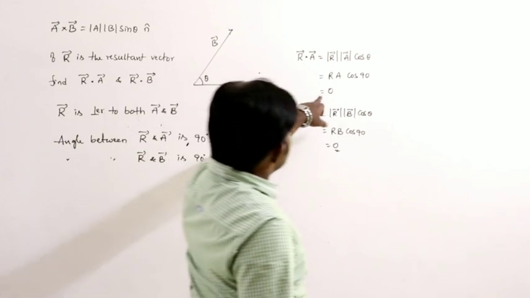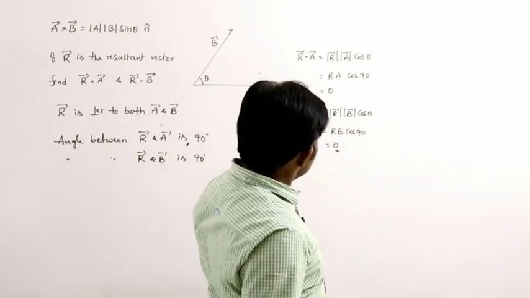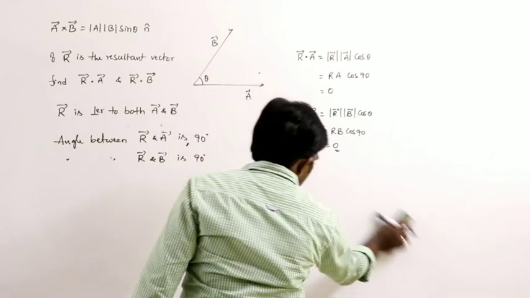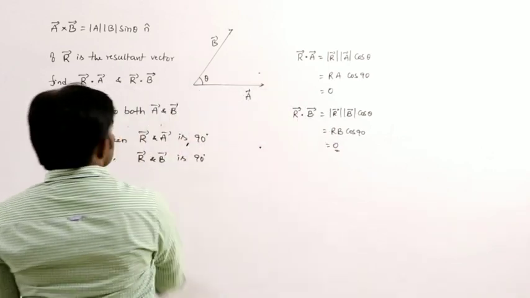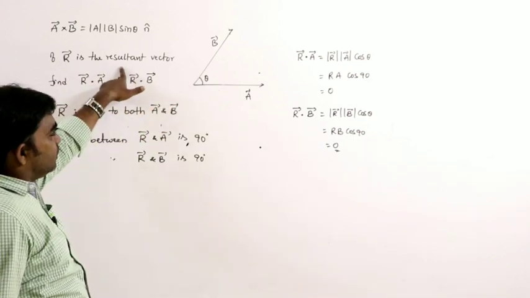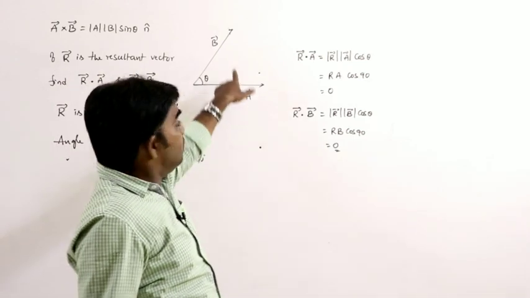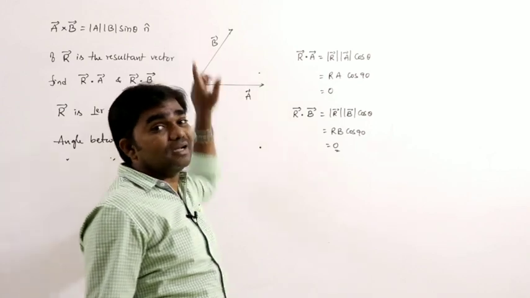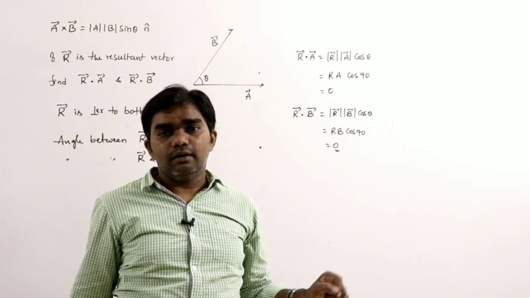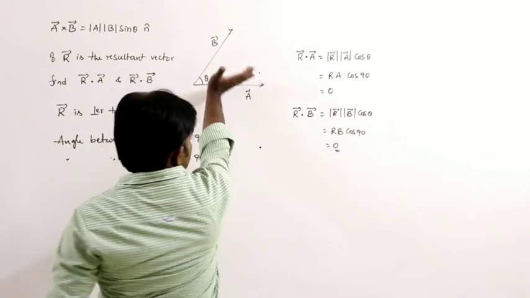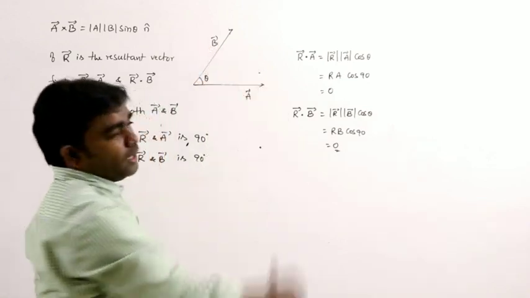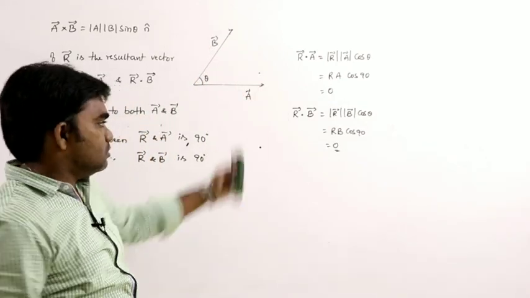R bar dot a bar is 0, R bar dot b bar is also 0. So that is the situation. If R bar is the resultant vector, then R bar dot a bar is 0 and R bar dot b bar is also 0, because R bar is perpendicular to both a bar and b bar. The resultant vector is perpendicular to both a bar and b bar. So that is the situation.